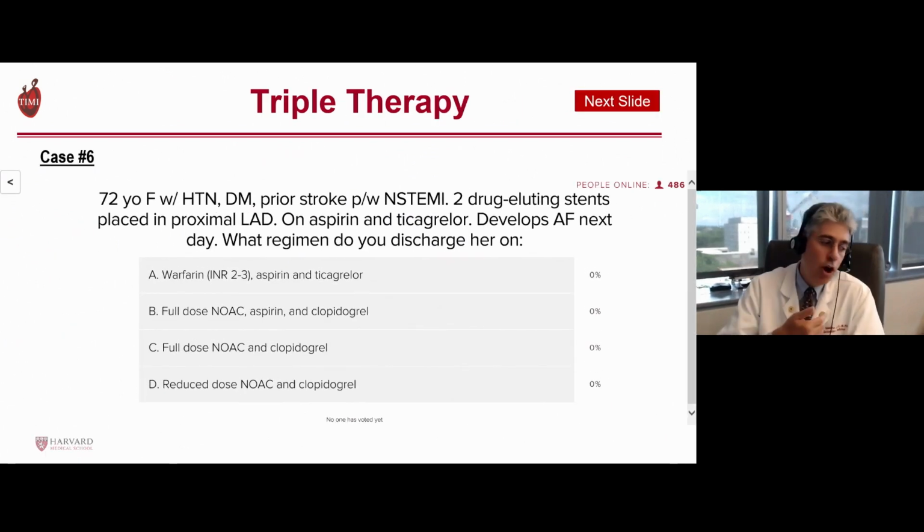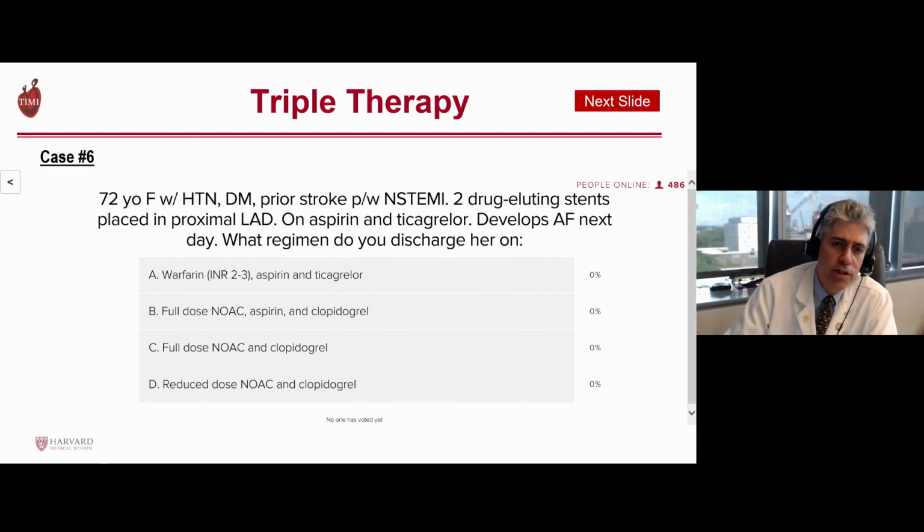All right, now this issue always comes up. It's very vexing. What about so-called triple therapy? So we have a 72-year-old woman, hypertension, diabetes, prior stroke, presents with a non-STEMI, 2 stents placed in the proximal LAD, put on aspirin and ticagrelor, all is going well, then the next day develops atrial fibrillation. What regimen do you discharge her on?